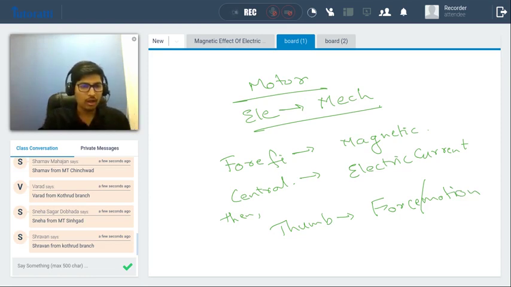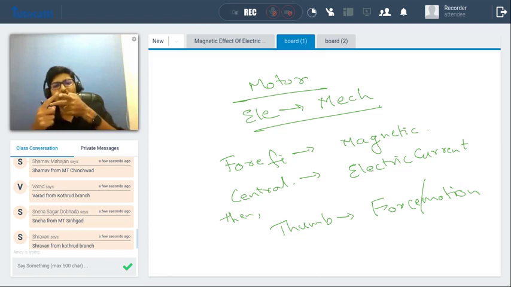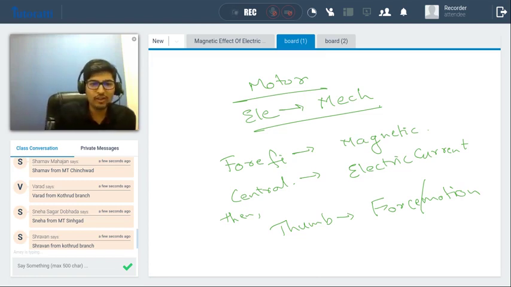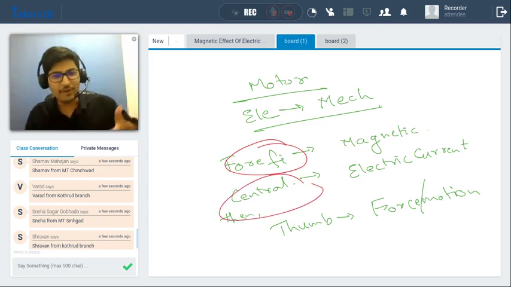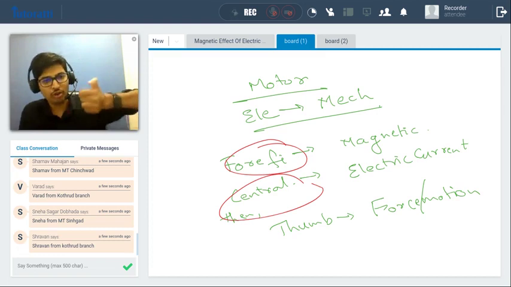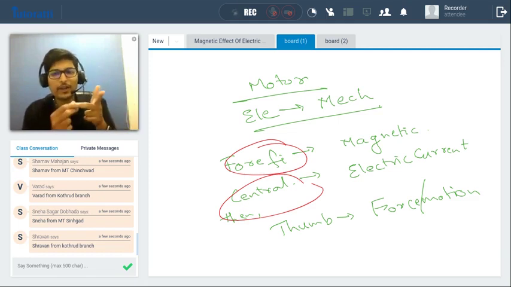Now, one very important thing that we need to understand is a lot of students get confused between the forefinger and the central finger. ये दोनों fingers का जो है, they mix it up. Forefinger और central finger का लोग यहाँ पे mix कर देते हैं. Very easy way to remember. I mean, force F, magnetic field का symbol is B, and electric current ka is I.